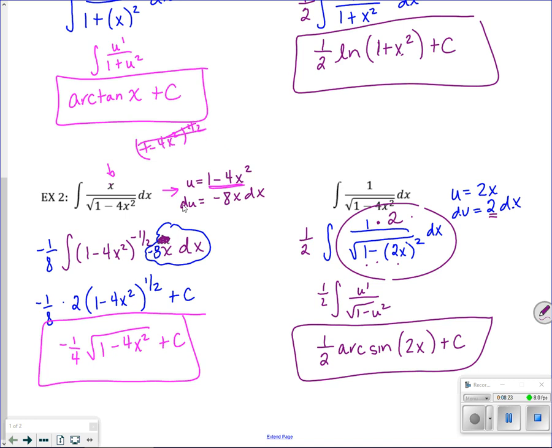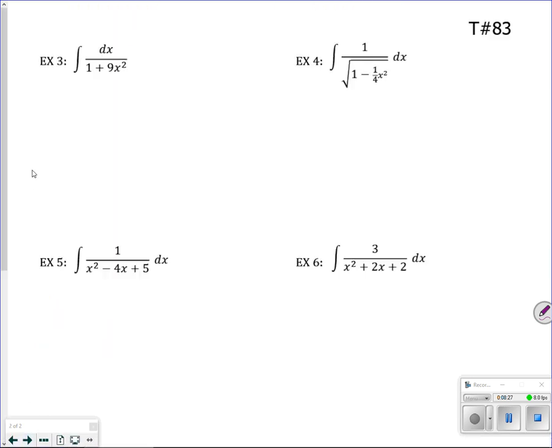So I want you to look at both examples 3 and 4 and see if you can get those. So stop the video and see if you can get those guys.